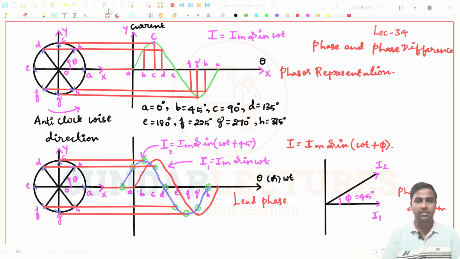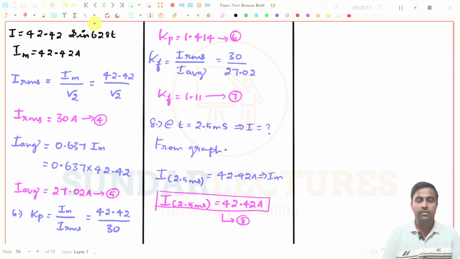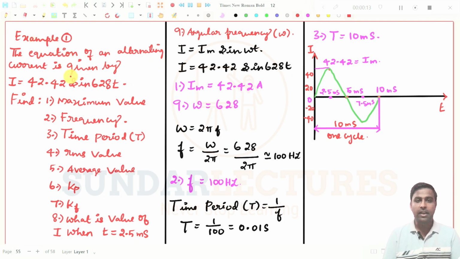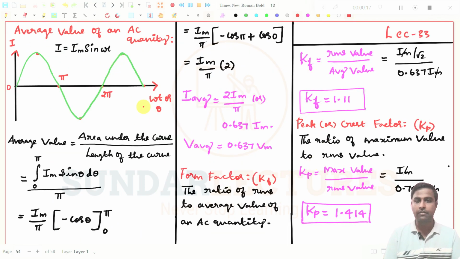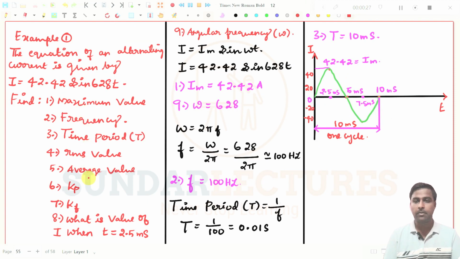In this lecture we are going to see phase and phase difference. What are all the topics we have seen in the last class? We took an example problem, and before that we derived these expressions: the average value, the peak factor and the form factor. We also found the maximum value, frequency and many other AC quantity values with the example problem.